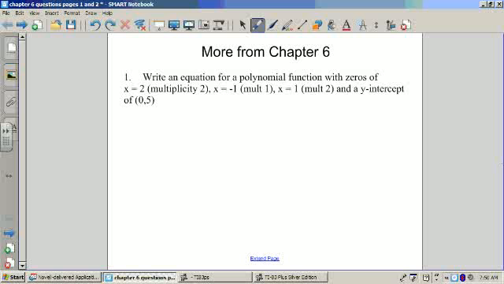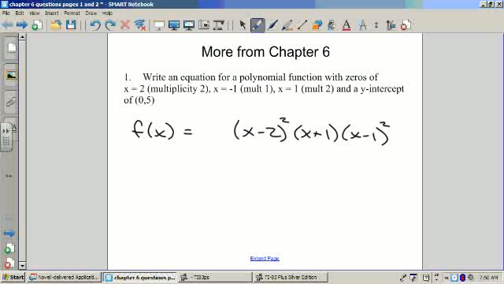In order to write the equation for the polynomial function, I'm going to start off with what I know about the zeros. So I'm going to write f of x equals, and since I have a zero at 2, I know one of my factors is x minus 2. The multiplicity 2 means I have it twice, so I'm going to write that as squared. x equals negative 1 means I also have a factor of x plus 1. And x equals 1 means I have a factor of x minus 1. Notice it's multiplicity 2, so I'll also make it squared.